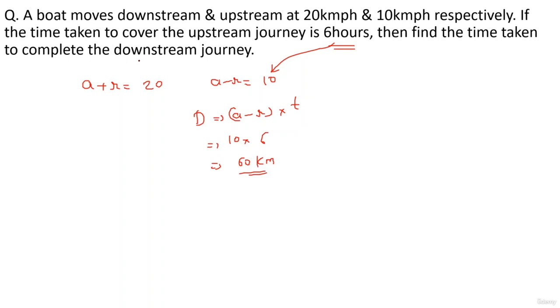The distance is speed into time. So the distance you will get is 10 multiplied by 6, which is 60 kilometers. Then find the time taken to complete the journey downstream. When you're going downstream, your speed is 20 kilometers per hour. So the time you will take is distance divided by speed, which equals 3 hours.